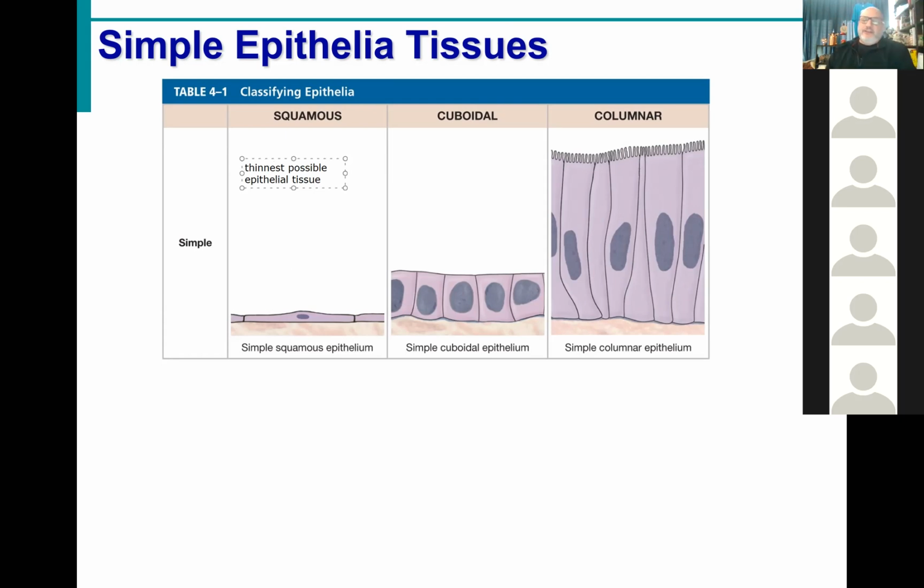Thinnest possible epithelial tissue. Now, is this going to provide a tremendous amount of protection? No. No, absolutely. This one's not about protection. So what's the advantage of having such a thin tissue? Surface area and diffusion. Exactly. This is going to be huge for diffusion.